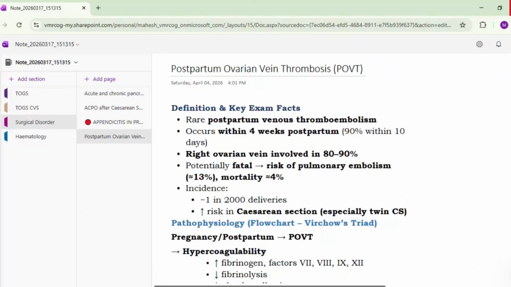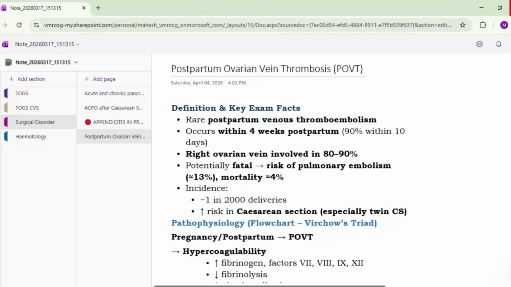So today we are going to discuss the article on postpartum ovarian vein thrombosis (POVT). Okay, so it is a rare postpartum venous thromboembolism. It occurs within 4 weeks postpartum, and 90% will present within 10 days. So when you are given a long scenario, please see what the time of presentation is. Most often it is seen within 4 weeks, and 90% will be presenting in the first 10 days.